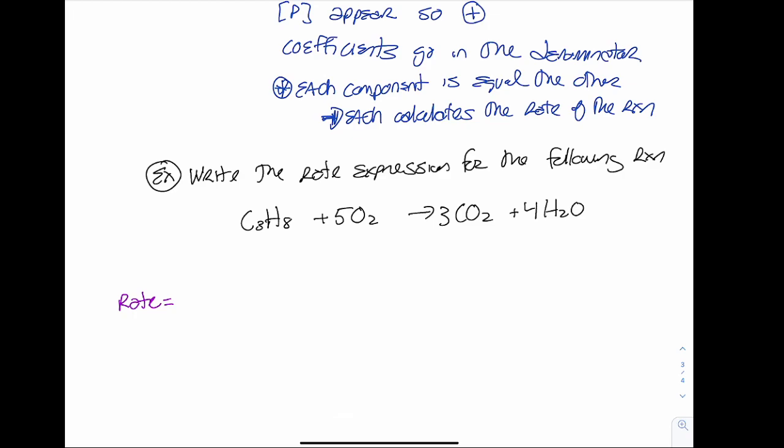So I'm going to look at my change in concentration of propane, C3H8, over my change in time. I don't have a coefficient in front of it, so I don't have to worry about that. It is a reactant, so I do need to put a negative sign in front of it. That's going to be equal to my change in concentration of oxygen over my change in time. I do have a coefficient of 5 in front of it, so that's going to go in my denominator. Again, it's a reactant, so it gets a negative sign.